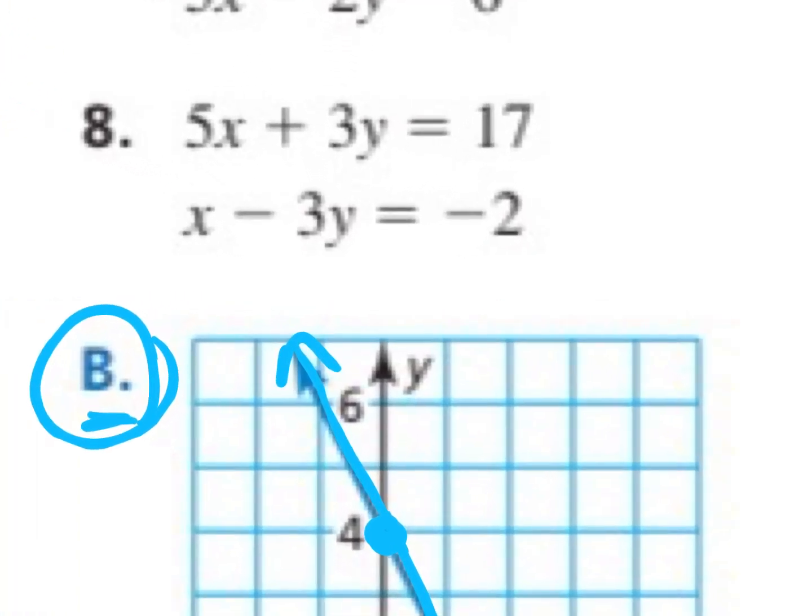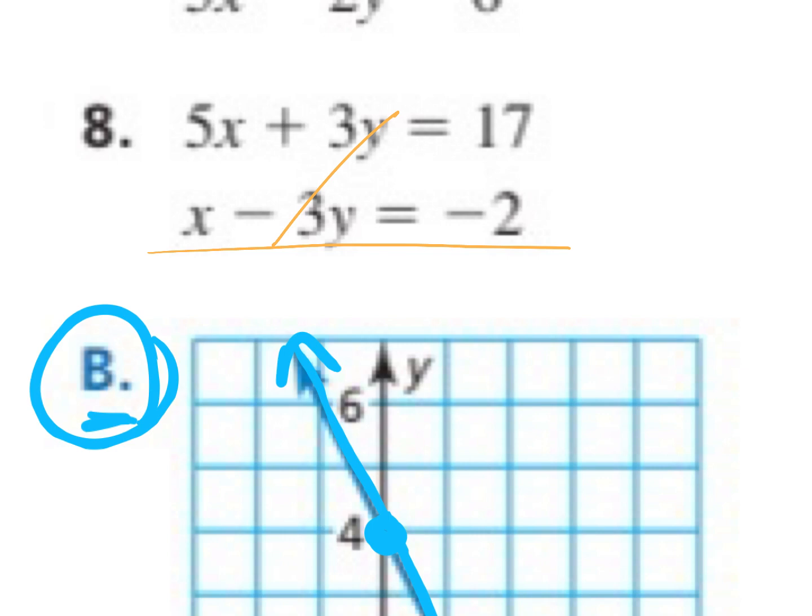So for number 8, I'm going to combine my equations. Well, do you want to solve with substitution or elimination? Elimination. And which variable do you want to eliminate? X or Y? Y would be better. Why is Y better? Because it's the same. They're already the same number, but opposite. So they already cancel. So I'm going to combine my like terms.